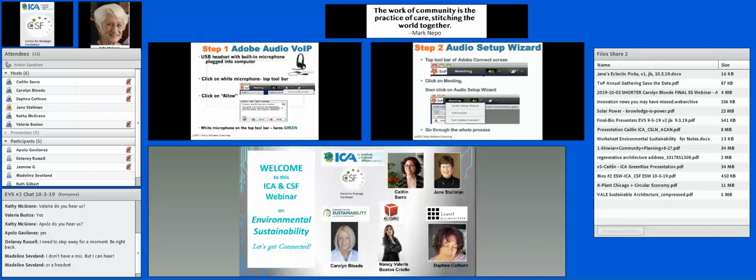And Ruth, we want to welcome you. So if you have a microphone, a headset, please get your microphone on. There's a white icon at the top of the toolbar in the Adobe Connect meeting room. If you click on that, it'll ask you to allow or deny. Please click allow, and then it will turn green.